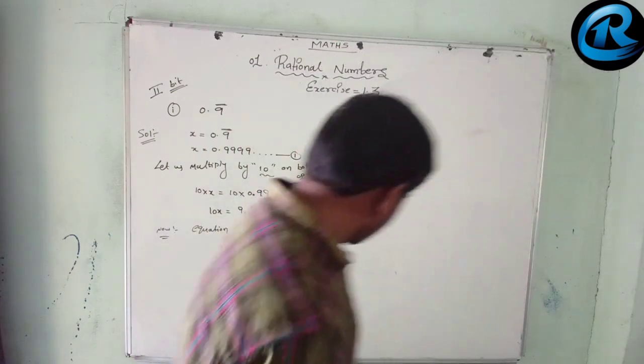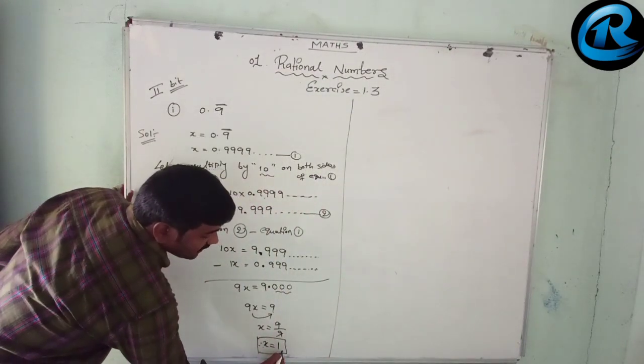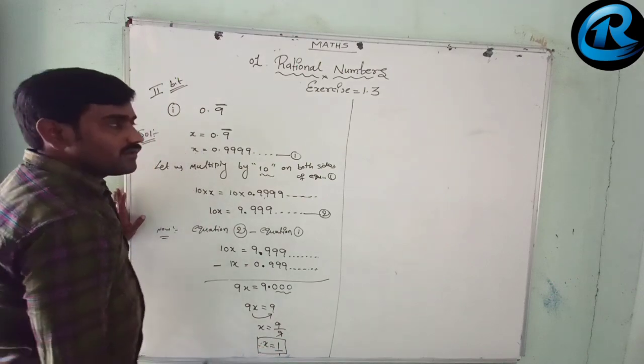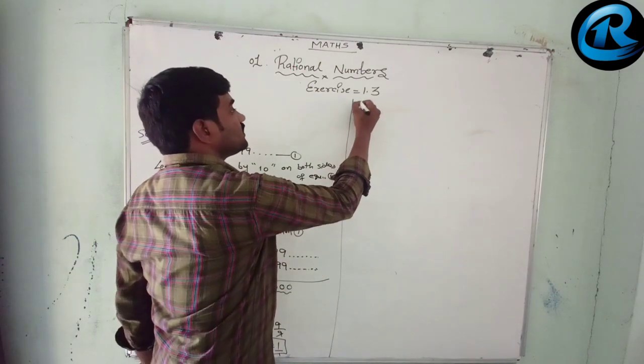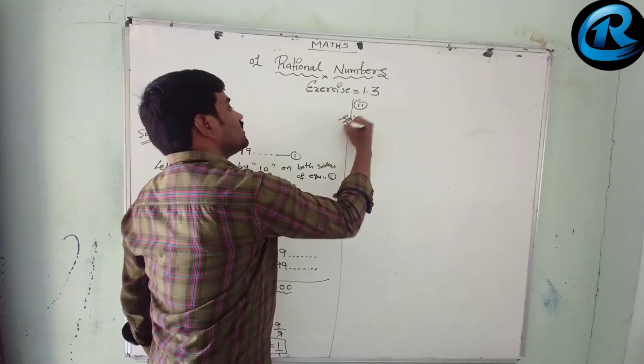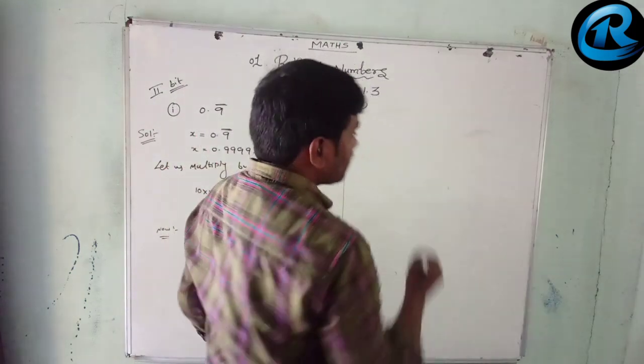See that in the form of p by q, 1 is nothing but 1 by 1. It is a p by q only. Okay. Then the second question, see. It is important, it has come many times in the exam. 0.57 bar.